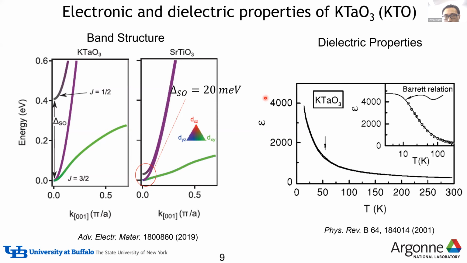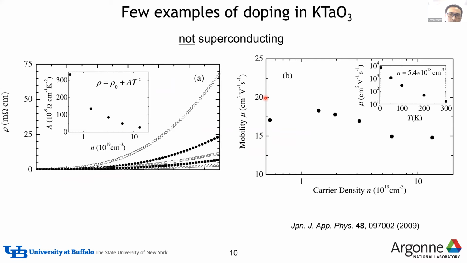However, there is one difference. In STO, people can dope the STO so that the material becomes conducting, and eventually the doped STO can be superconducting. But it was not observed in KTO that when you dope it, superconductivity appears; so far it is not observed in bulk KTO. So these were the early experiments on doped KTO. Even though you can get metallic transport properties, no superconductivity was reported.